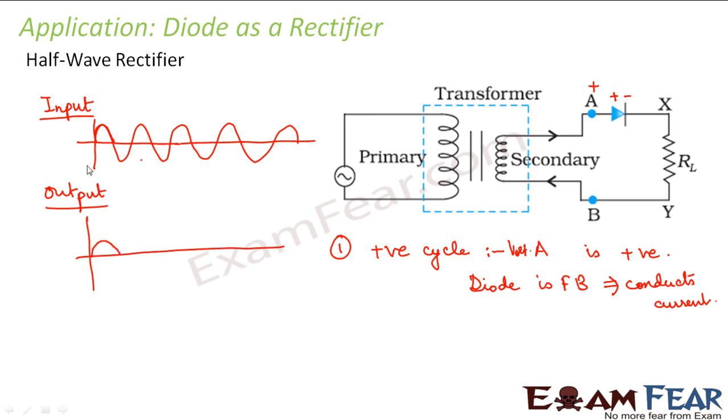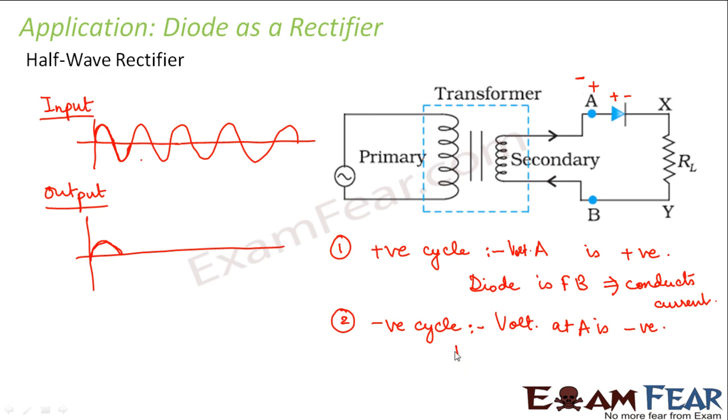So in the positive cycle, this was the input, and this will be the output. Now what happens in the negative cycle? Negative cycle means when this part of the voltage is applied as input. The voltage at A is negative. Therefore, the positive of the diode is connected to the negative. As a result, the diode is reverse biased. Therefore, it conducts zero current.